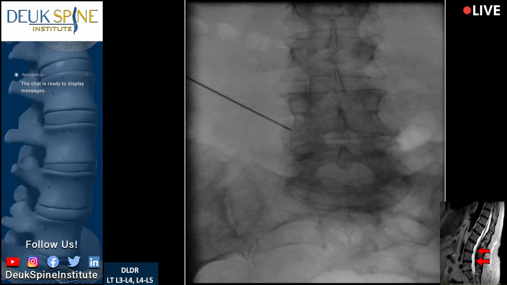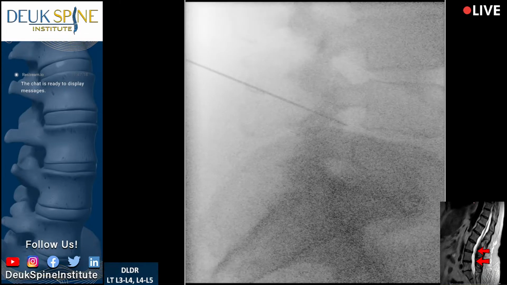Perfect. Let's go back to the lateral view. So you can see I snuck around that enlarged facet joint, and I'm now anterior in front of it. Yeah, I might as well give her a little more numbing medicine. Just relax. I'm going to give you a little more numbing medicine.